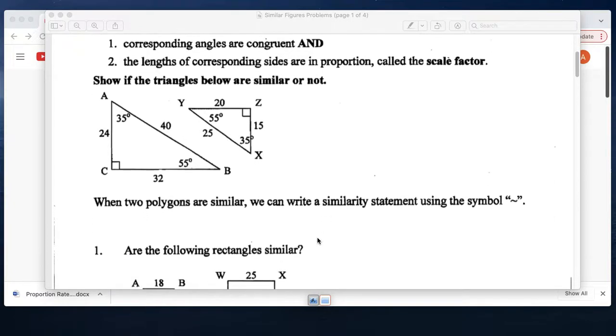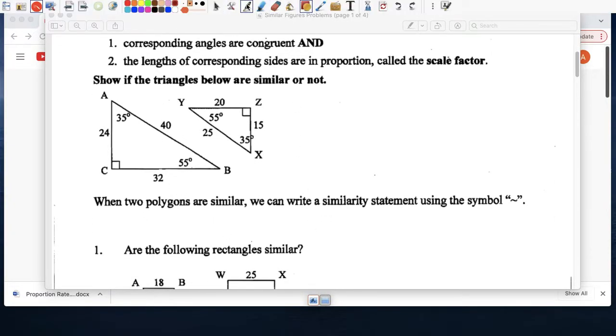Says here, first question. So the first thing I would do is label the corresponding sides. So this is triangle 1, triangle 2. Now, one way you can see which sides correspond is using the angle. So this is the 90-degree angle, and opposite the 90-degree angle is 40, right?